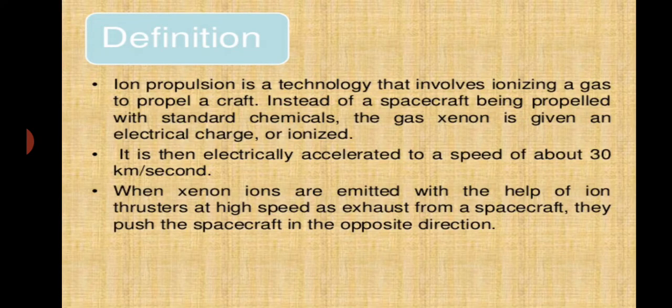So first, let us know what we mean by ion propulsion system. Ion propulsion is a technology that involves ionizing a gas to propel a craft. Instead of spacecraft being propelled with standard chemicals, the gas xenon is electrically charged or ionized. It is then electrically accelerated to a speed of about 30 km per second. When xenon ions are emitted with the help of ion thrusters at a high speed as exhaust from the spacecraft, they push the spacecraft in the opposite direction.